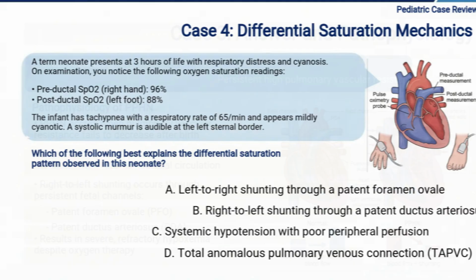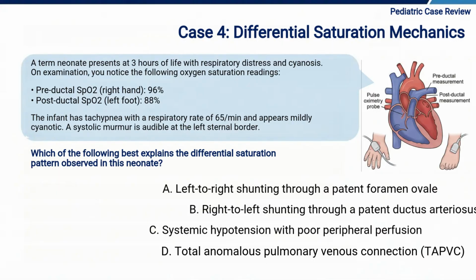Case 4. A term neonate presents at 3 hours of life with respiratory distress and cyanosis. On examination, the preductal oxygen saturation measured at the right hand is 96%, while the postductal saturation measured at the left foot is 88%. The infant has tachypnea with a respiratory rate of 65 breaths per minute and appears mildly cyanotic. A systolic murmur is audible at the left sternal border.